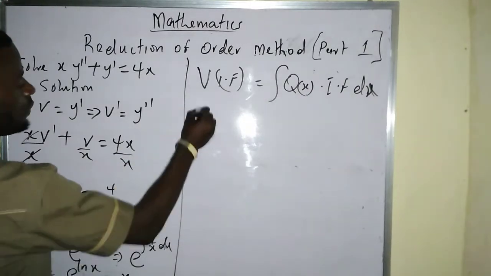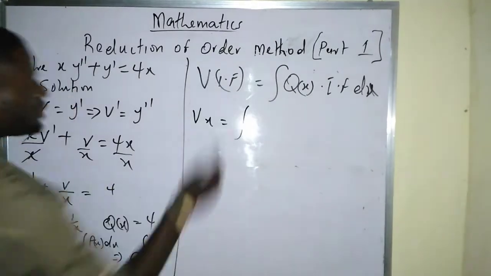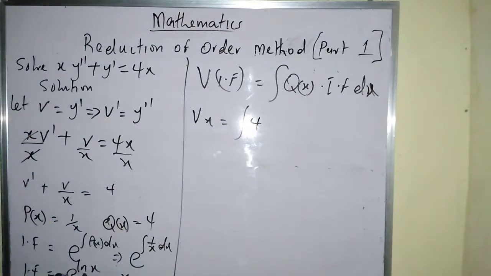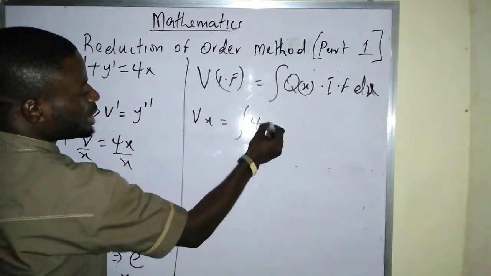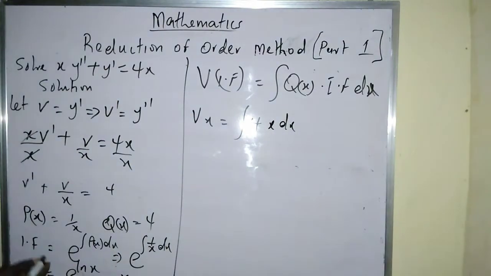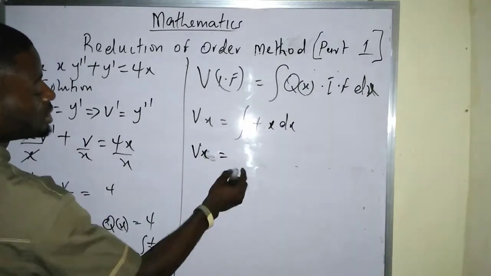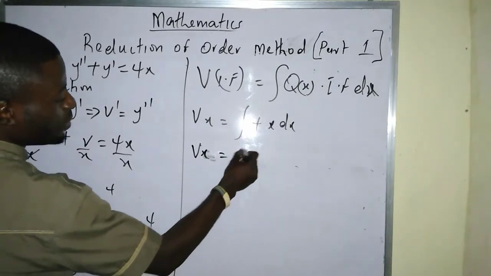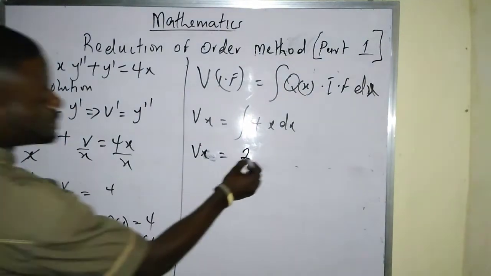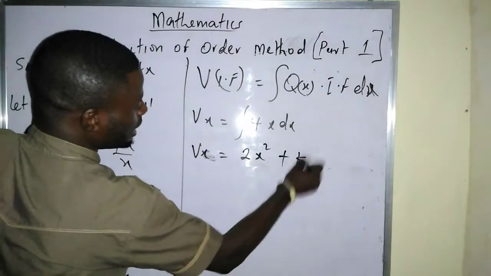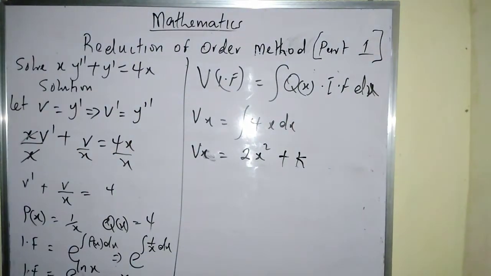Now, what is my integrating factor? We have x. I will have v of x equals the integral of q, which is 4, and the integrating factor, which is x dx. Now, what will I get if I integrate this? I will have v of x equals 4x, which will be 2x squared, plus my k. Sorry for those integrations, it will not be a problem. Now, my k is called my constant because it's an indefinite integral.